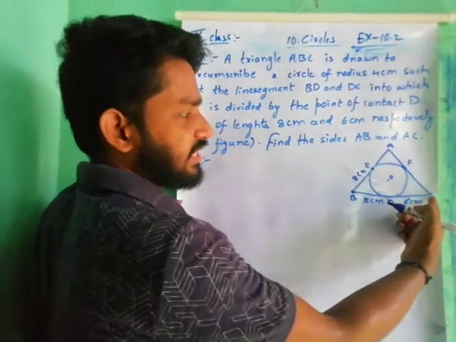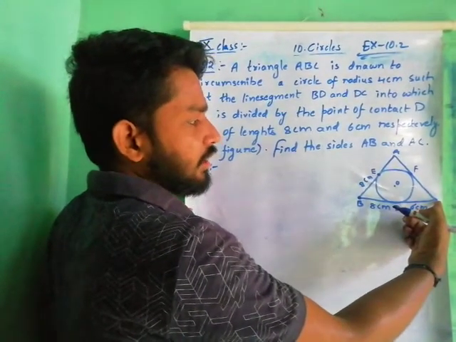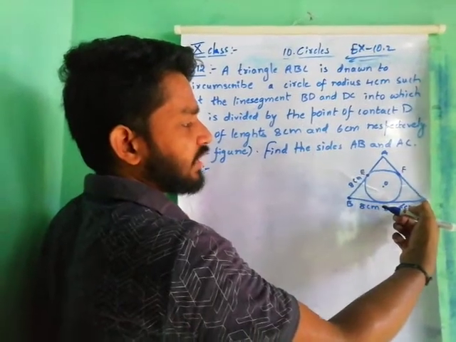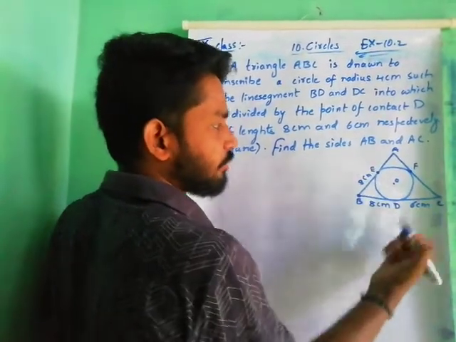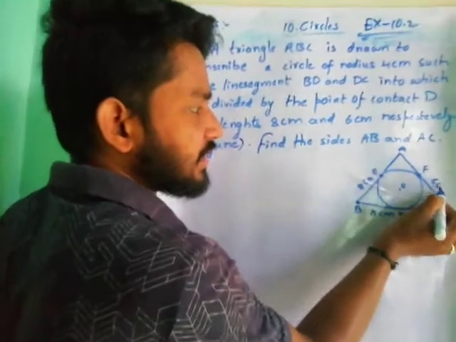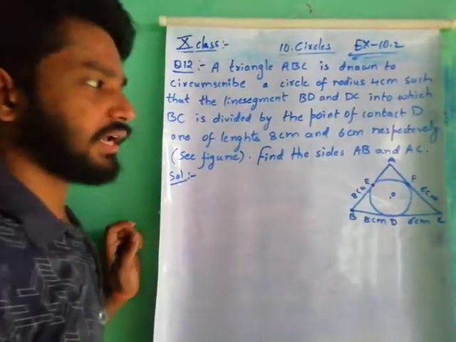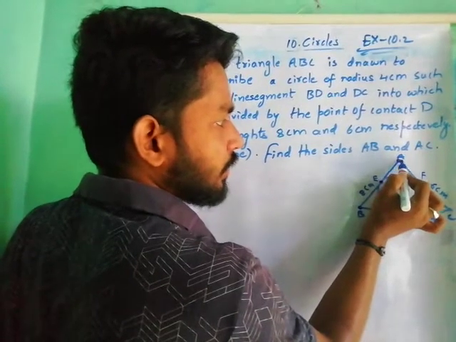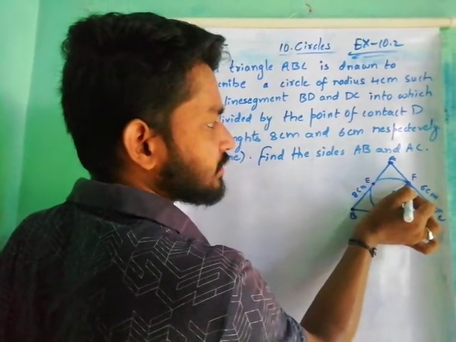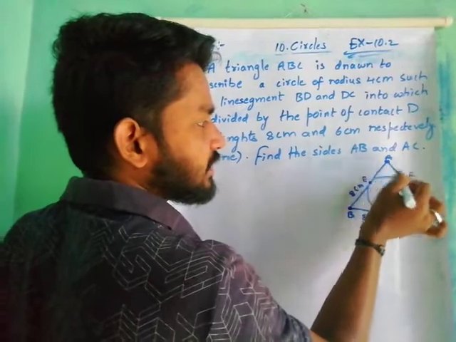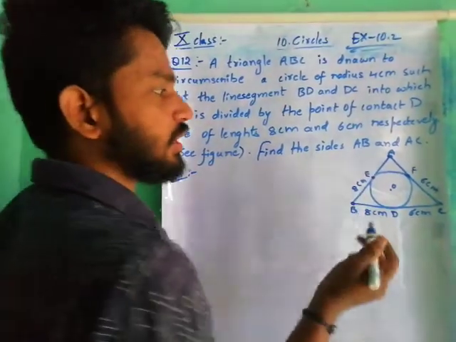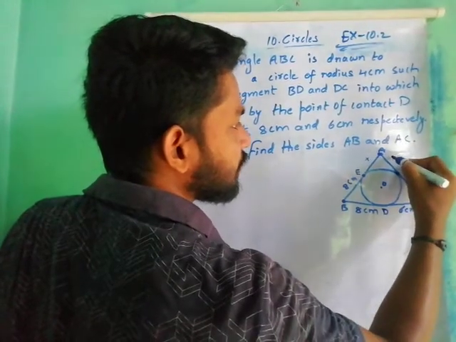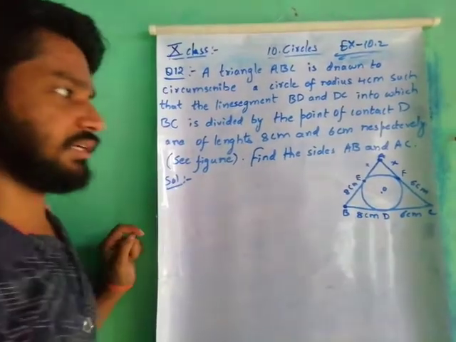And here also C is an external point. If we draw two tangents from this external point C, the lengths of the two tangents must be equal. So here also it is 6 centimeters. Okay. For example, A is also an external point. If we draw two tangents, the lengths of the two tangents must be equal. We don't know the length. For example, I am taking this length as x. So this length must also be x centimeters.